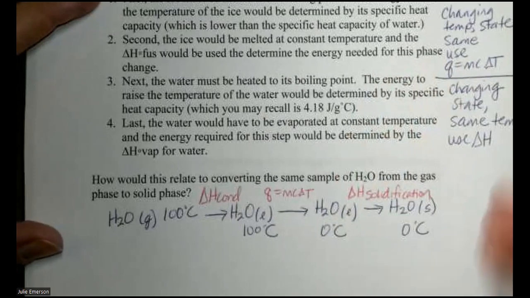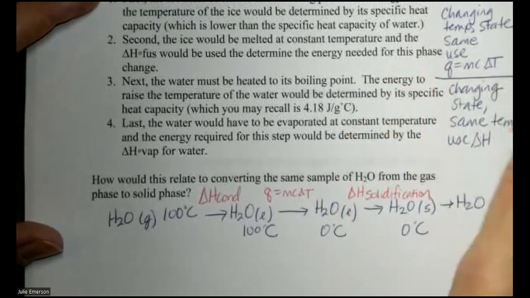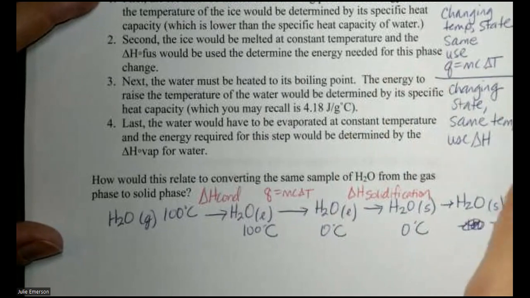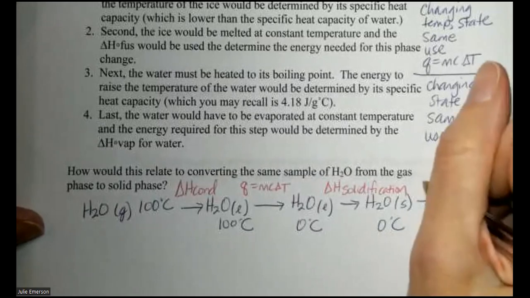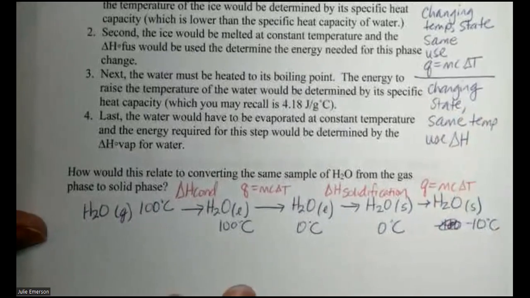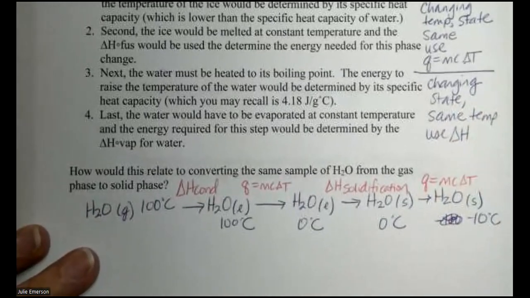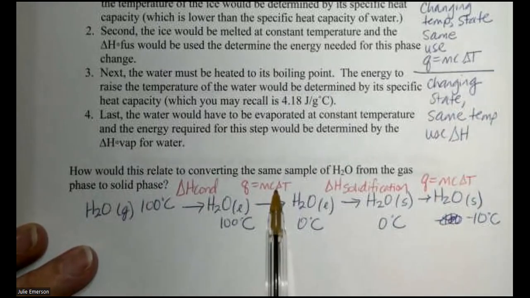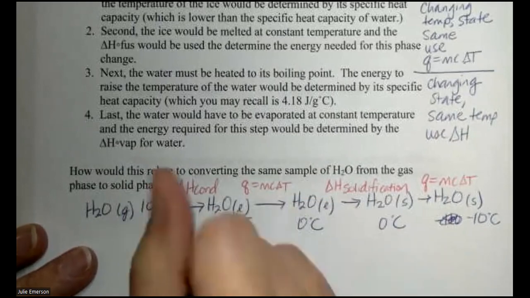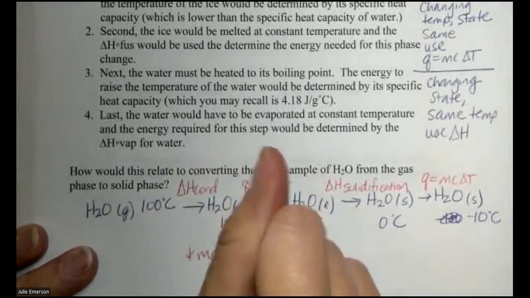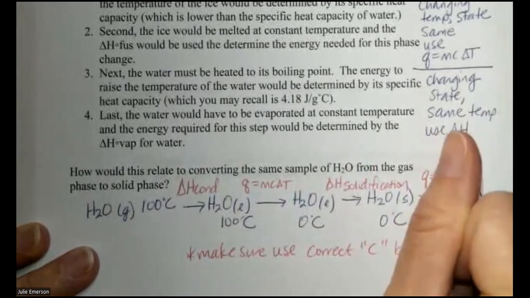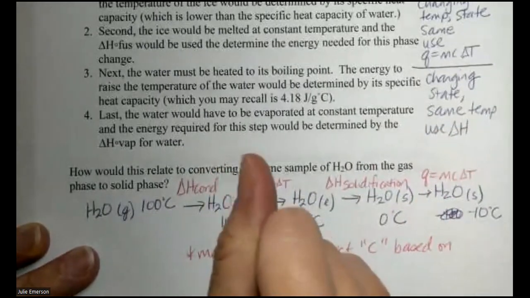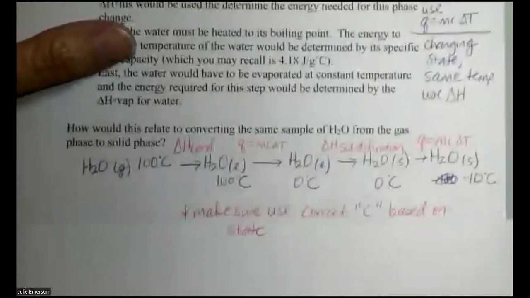All right, and then if I wanted to keep going and turn this into ice at -10 degrees Celsius, like the one I gave you above, in this case, the state is staying the same. We're just changing the temperature. So again, Q equals MC delta T. Now here's the thing. When you do this problem, you have to be really careful because your heat capacity constant is state specific. So you have to make sure you use the correct C constant based on the state, whether you have ice, liquid, or steam. All right, so I just want to make sure you do that.